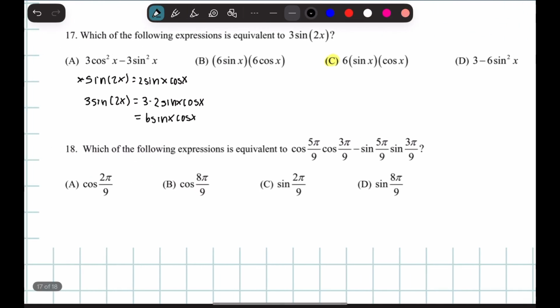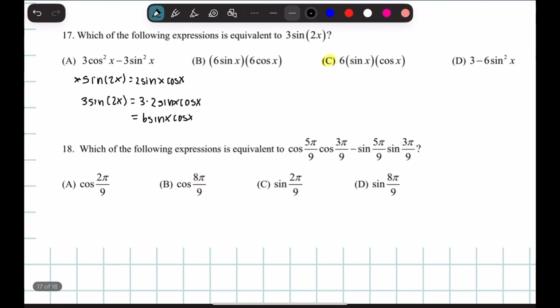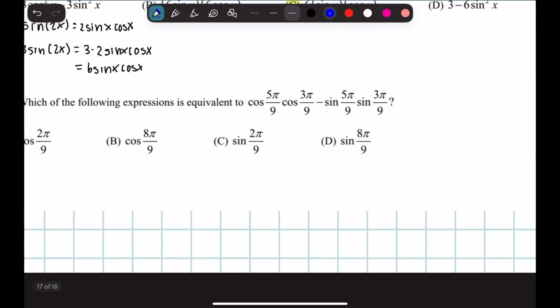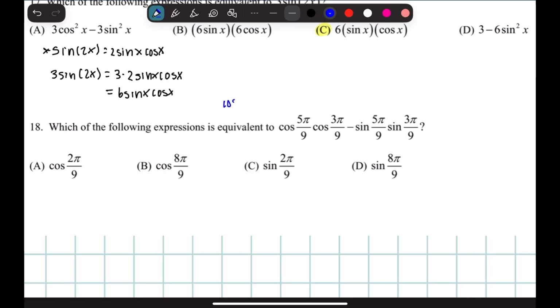So now for our final question, which of the following expressions is equivalent to cosine 5 pi over 9 times cosine 3 pi over 9 minus sine 5 pi over 9 times sine 3 pi over 9? So we can recognize that this is the cosine sum identity. This is just cosine of A plus B is equal to cosine A times cosine B minus sine A times sine B.